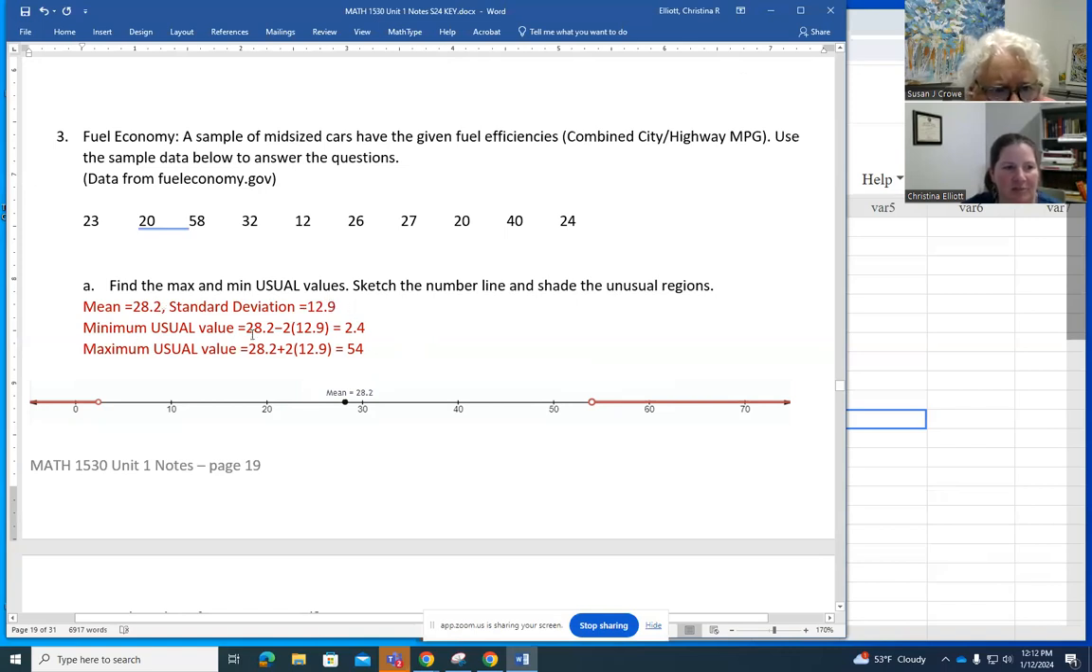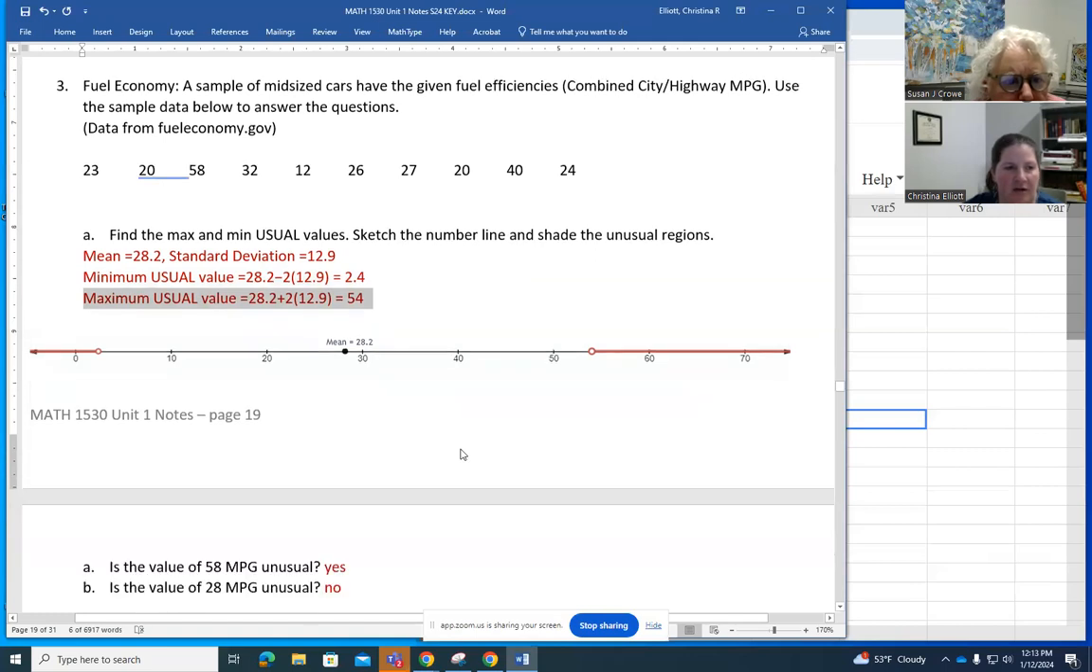So to get the minimum usual value, I'm going to take that mean minus 2 times the standard deviation, and I get 2.4 for the minimum usual value. That's 2 standard deviations below my mean. And then the maximum usual value, 28.2 plus 2 times the standard deviation, and I get 54 for the maximum usual value.